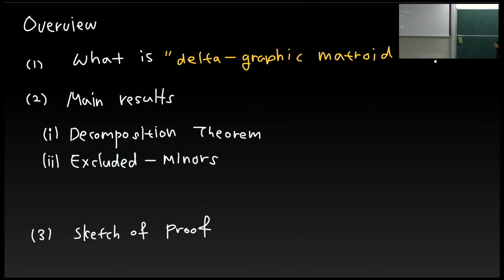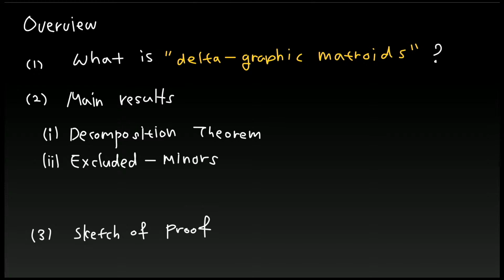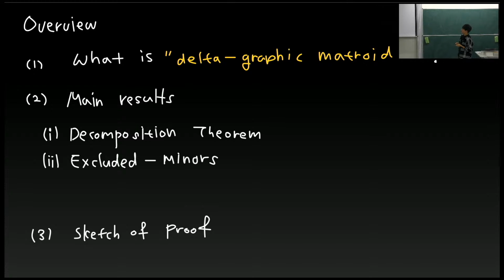This talk consists of 3 parts. In the first part, I give a definition of graphic matroid, delta-graphic matroid, and graphic delta-matroid, and why delta-graphic matroid comes up. In the second part, I introduce some main results about characterizing delta-graphic matroids. The first result is about a decomposition theorem, and the second one is about excluded minors. And in the last part, I'll give a sketch of the proof of some results.